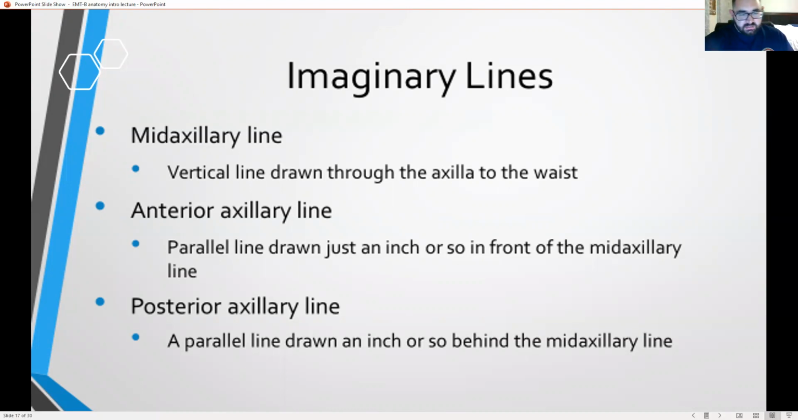All right, so anterior axillary. Remember, anterior means front, so that's more towards the front of your axillary. Posterior means back. Posterior also means dorsal. So that is a parallel line drawn an inch or so behind the mid-axillary line. So we got anterior axillary, mid-axillary, and then back here, posterior axillary line.